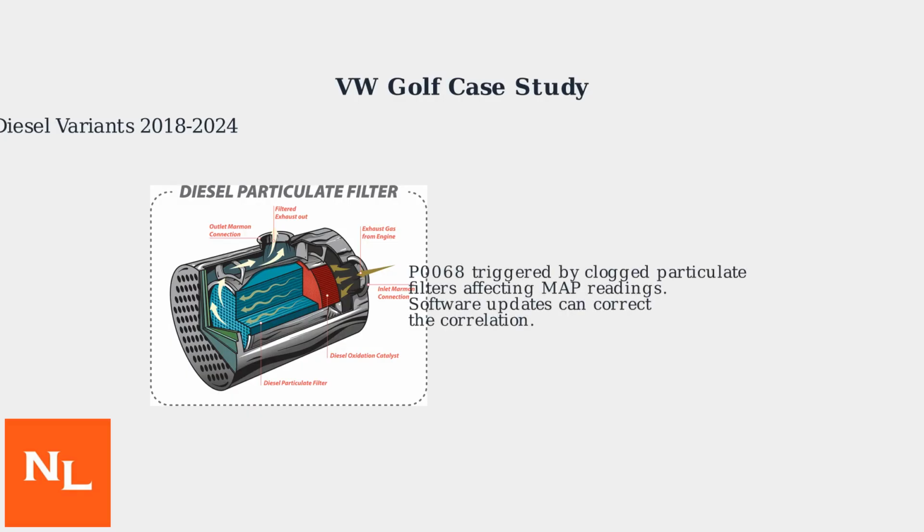VW Golf diesel variants from 2018 to 2024 can trigger P0068 when clogged particulate filters interfere with MAP sensor readings, leading to correlation faults. This is common in diesel engines where filters accumulate soot. A software update via VW's diagnostic tool often corrects the issue, preventing the need for costly turbo or filter replacements and ensuring proper emissions control.